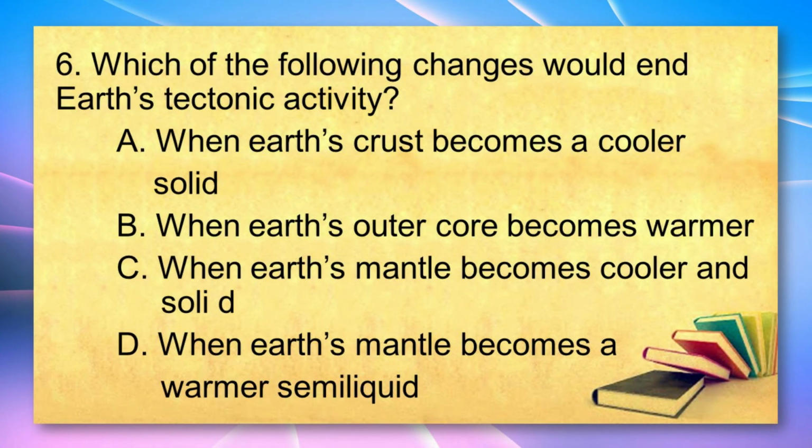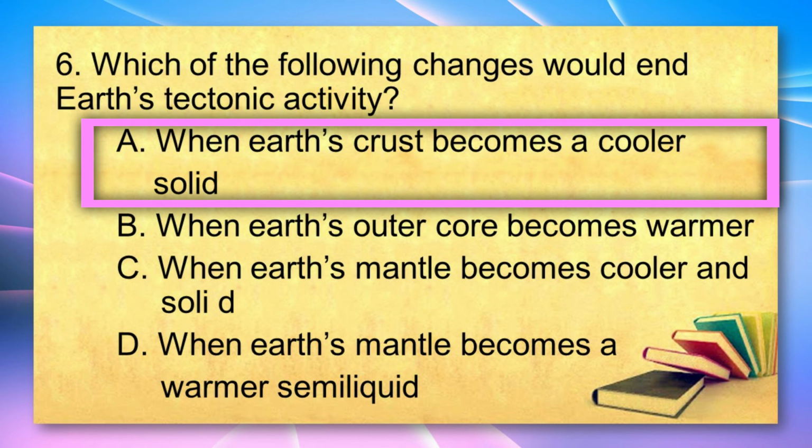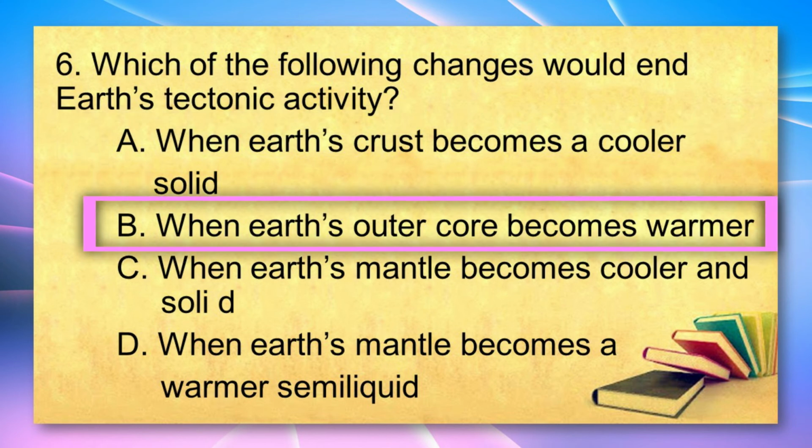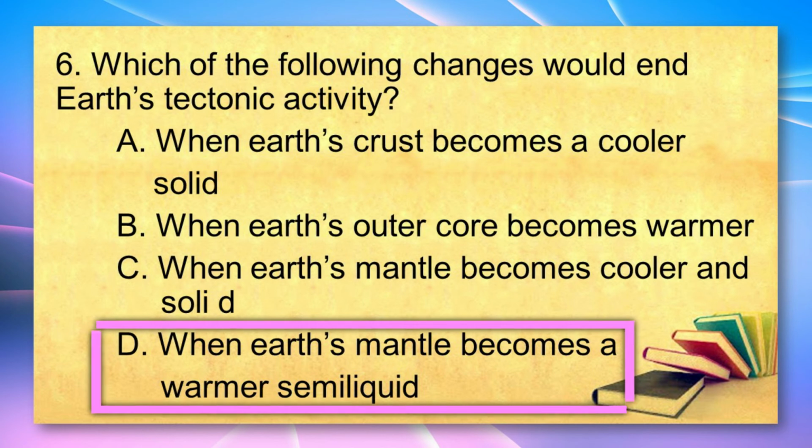6. Which of the following changes would end Earth's tectonic activity? A. When Earth's crust becomes a cooler solid. B. When Earth's outer core becomes warmer. C. When Earth's mantle becomes cooler and solid. D. When Earth's mantle becomes a warmer semi-liquid.